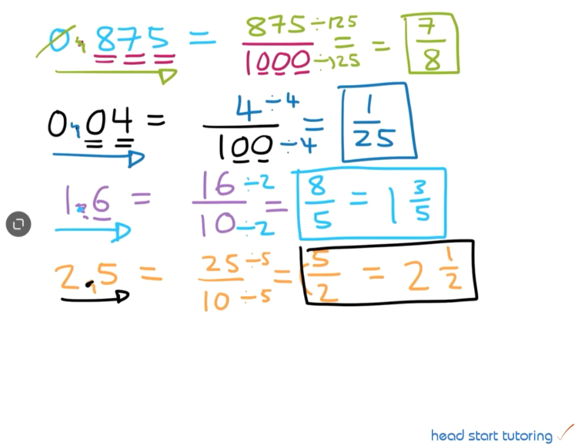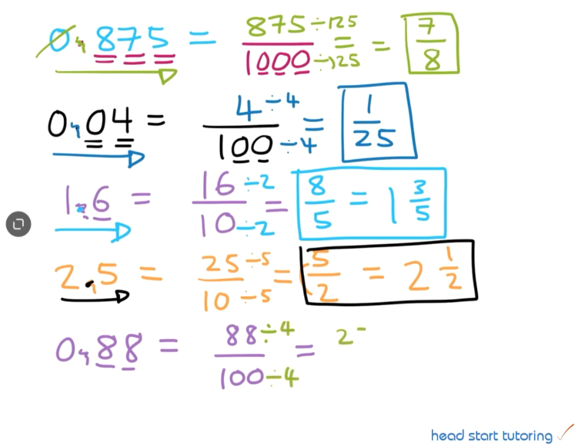Right, let's have a look at 0.88. 0.88, we have got 2 decimal places, so it's going to be out of 100. Then we ignore our decimal point and we see that our number is 88. We can now simplify 88 by dividing 88 and 100 by 4 to get 22 over 25. So 0.88 as a simplified fraction is 22 over 25.